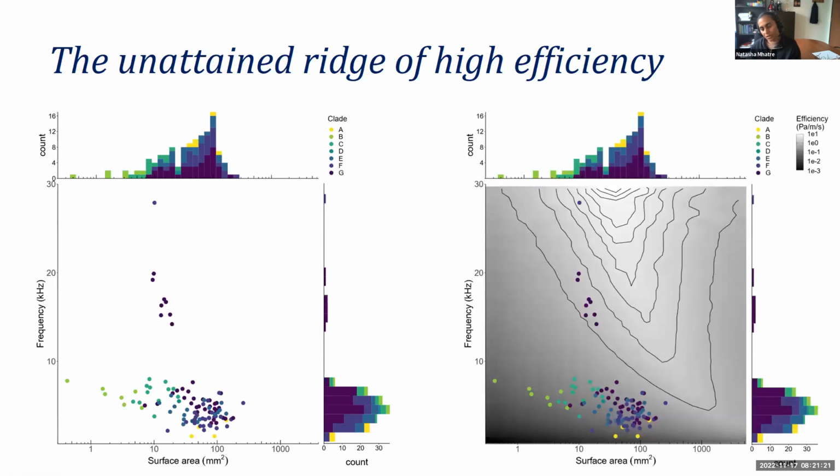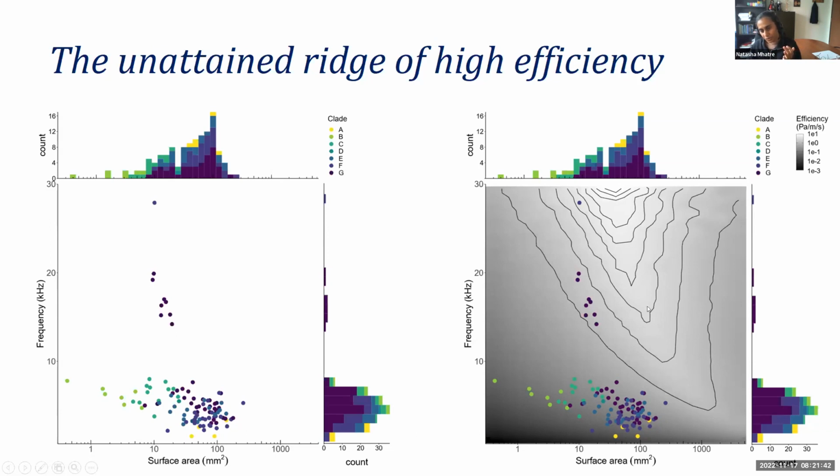And here is a kind of landscape of predictions for how efficient these wings are going to be. And one thing that jumps out at you immediately is that pretty much every cricket in the world, of all these 100 species that we sampled, is really not as efficient as it could be.